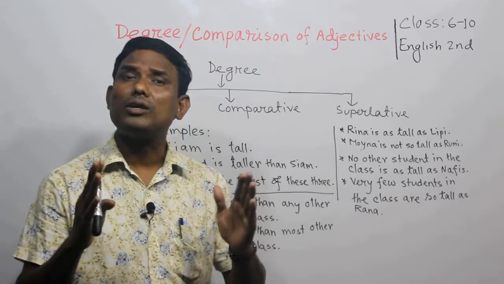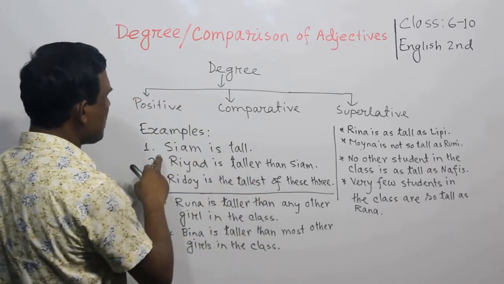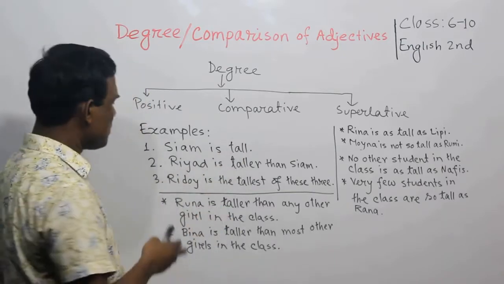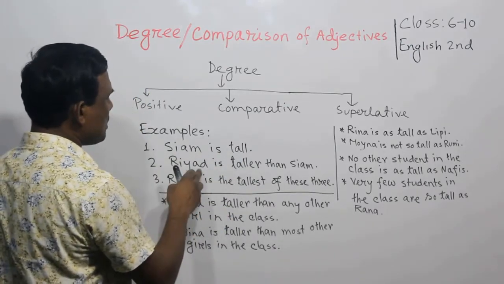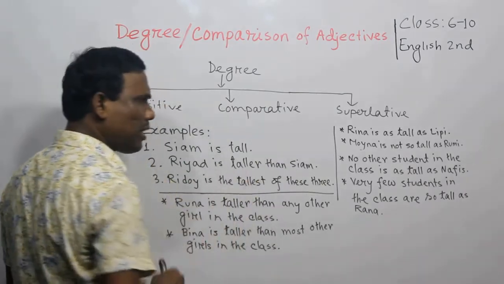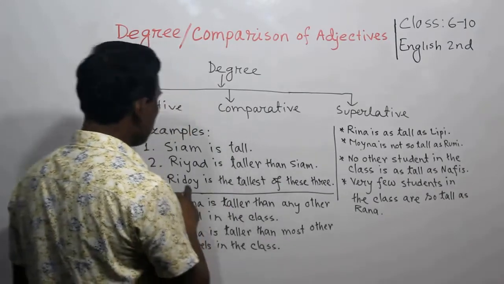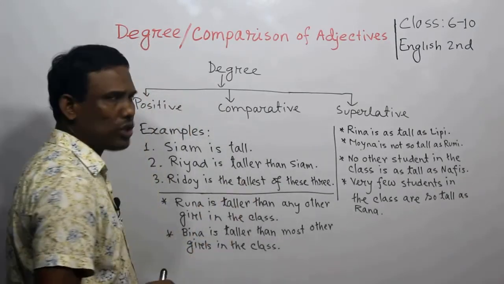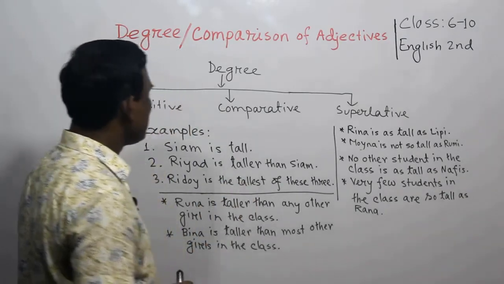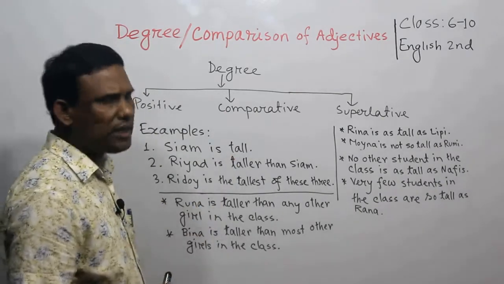To have a clear conception about degrees, look at the sentences. Number 1, Siam is tall. Number 2, Riyadh is taller than Siam. Number 3, Hridoy is the tallest of these three. The adjective tall is the positive degree.